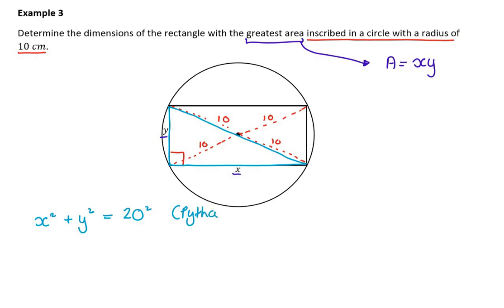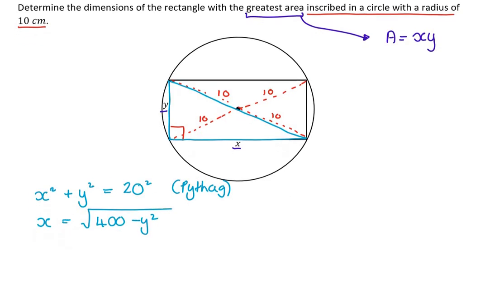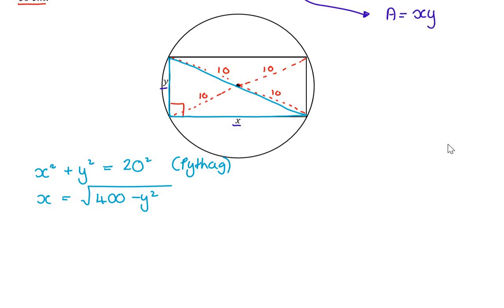Now, from here on, it doesn't really matter who you're isolating, x or y. I'm going to isolate x just because I'm so used to it. So basically, it's the square root of 400 minus y squared, which means I can now write an expression for area, but only using one of the letters. Now, I could have isolated y and then substituted that in, but I just chose isolating x. So I get the square root of 400 minus y squared, and this is times by y.